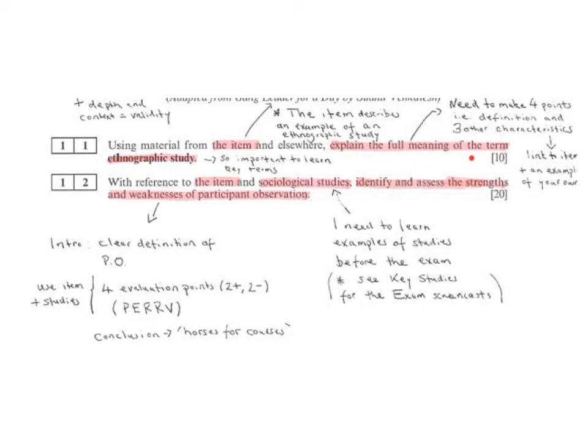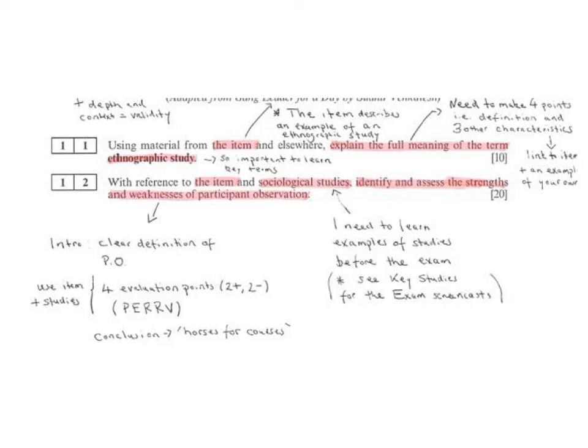Now this first question, the 10 mark question, is going to ask me to explain the full meaning of a term from research methods, and in this case the key term is ethnographic study. Notice that there's an explicit instruction for me to use the item, so I need to use that in my answer, and the item describes an example of an ethnographic study, and we'll look at the item in a moment.